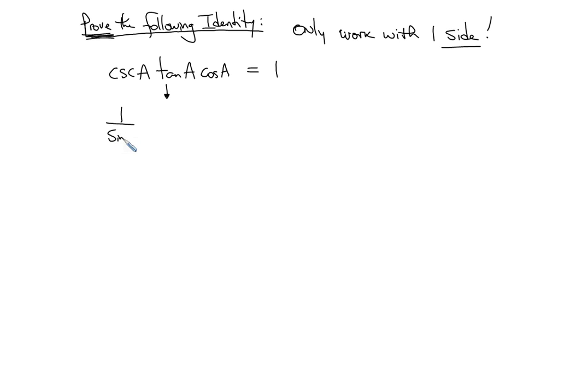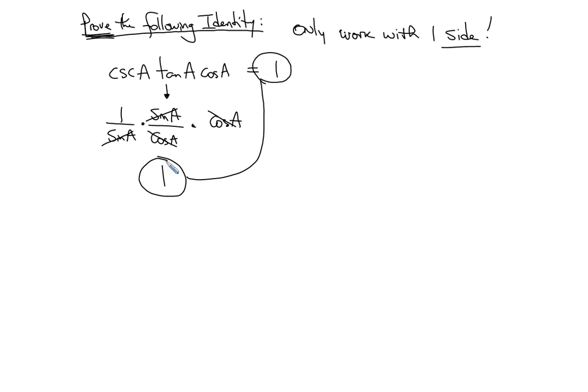So this is 1 over sine of A times sine of A over cosine of A times cosine of A. What then happens here? The sines cancel and the cosines cancel, which leaves us 1. This is what we were trying to prove. So you can just circle it and then connect it to the one you were trying to prove. But notice I only worked with the left side. That is extremely important. That is the overriding rule for trig proofs.